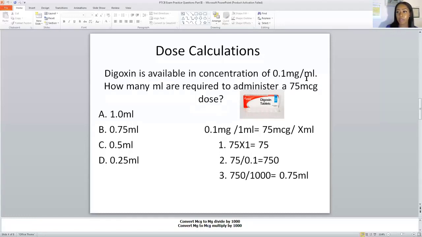Oh, where's my mouse? Oh, let's see. Oh, sorry, guys. My mouse isn't on. Here it is, and now it is flipping through my slides.